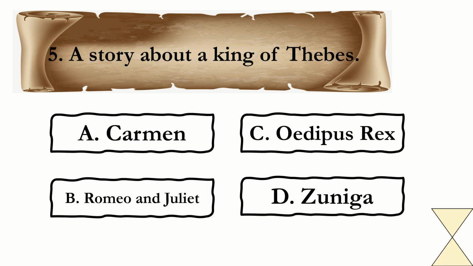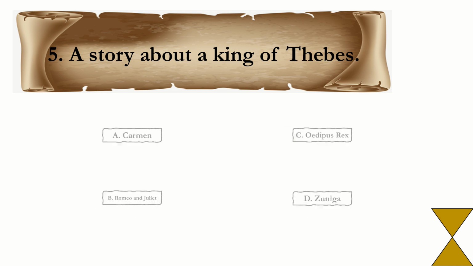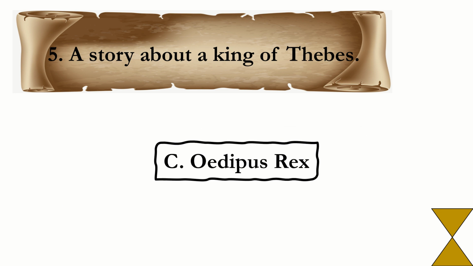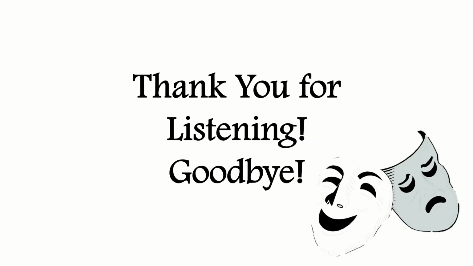Sophocles. 5. A story about the king of Thebes. A. Carmen, B. Romeo and Juliet, C. Oedipus Rex, D. Zuniga. The correct answer is C. Oedipus Rex. So that's all for today's lesson.